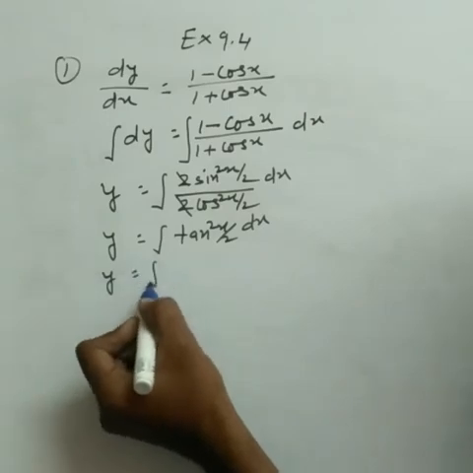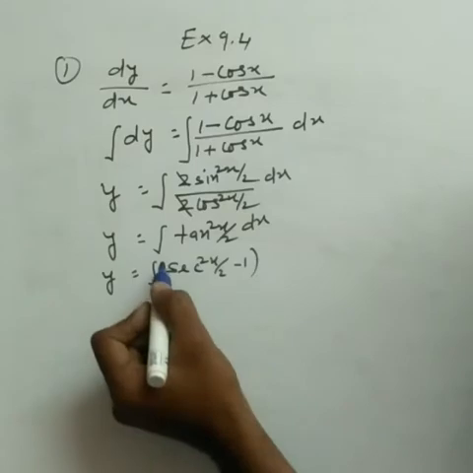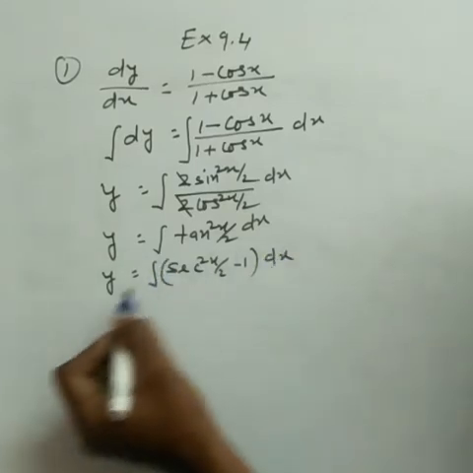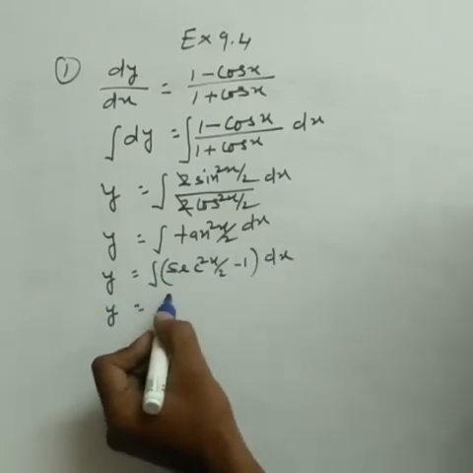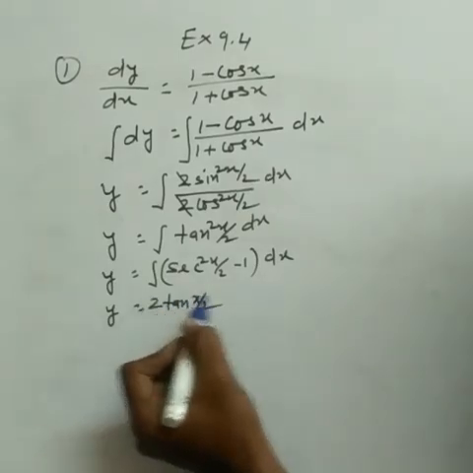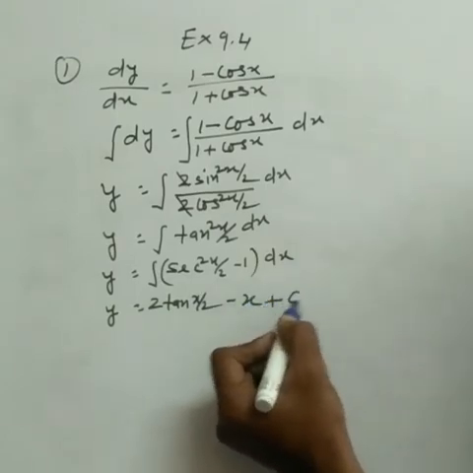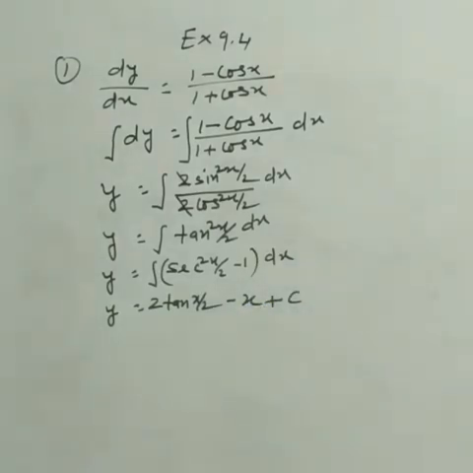Tan square will be sec square of x by 2 minus 1, and dx. So the integration is tan of x by 2 upon 1 by 2, minus the integration of 1, which is x, plus c. This is the answer.